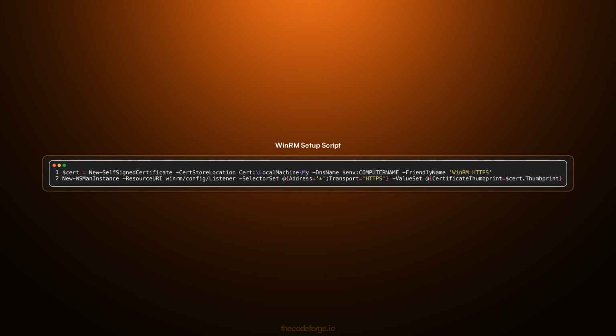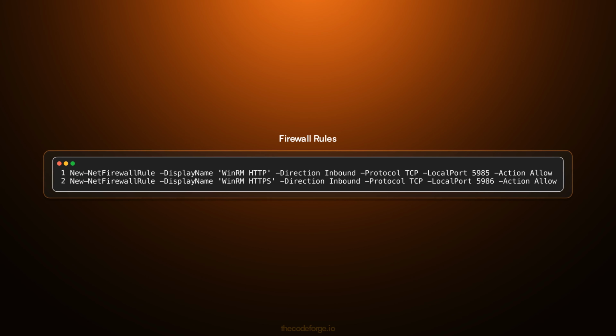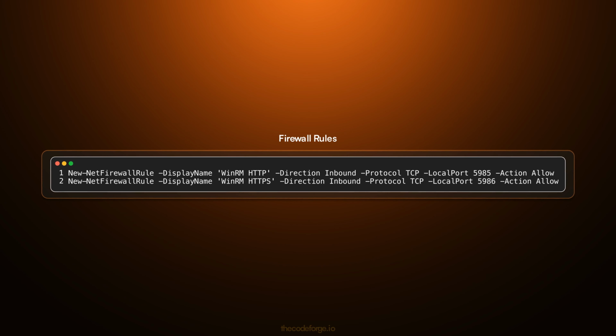This PowerShell snippet creates a self-signed certificate and configures an HTTPS listener for WinRM. The certificate thumbprint is used to bind the listener. These commands open the necessary firewall ports for WinRM. Port 5985 is for HTTP, and 5986 is for HTTPS. In production, you should only allow HTTPS.